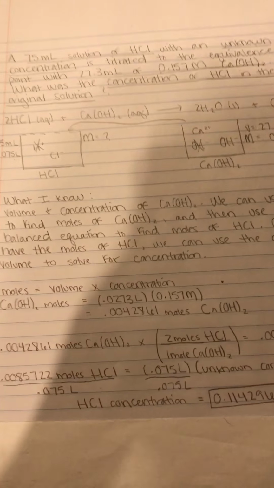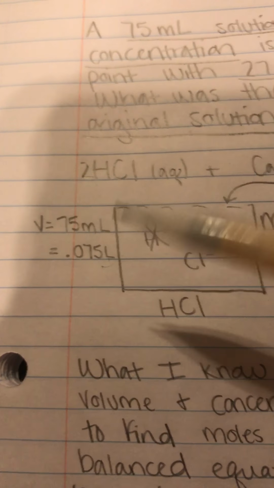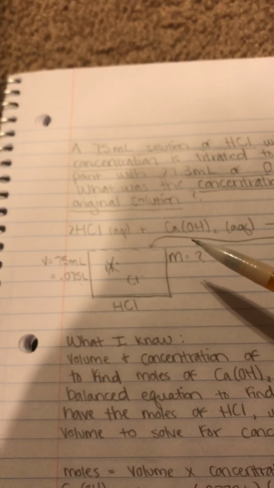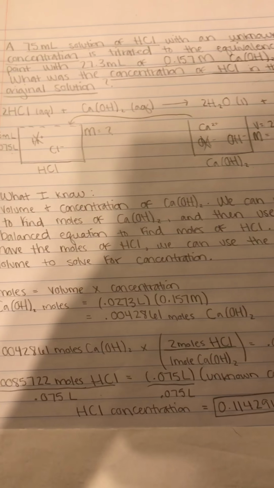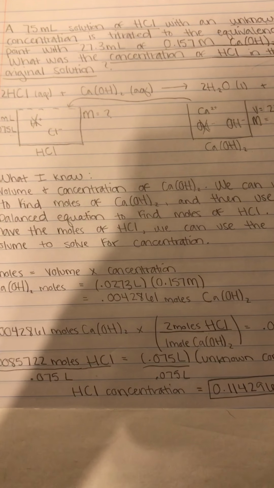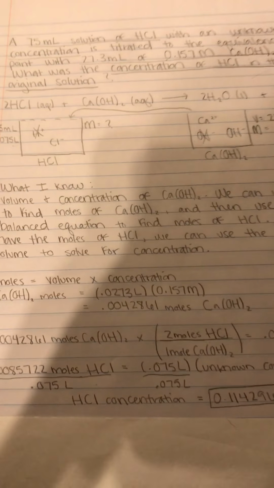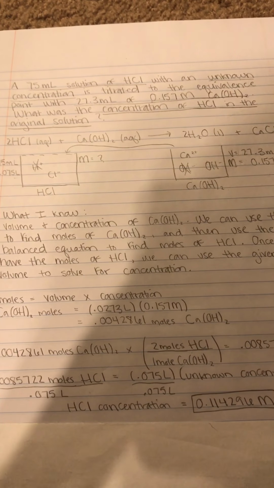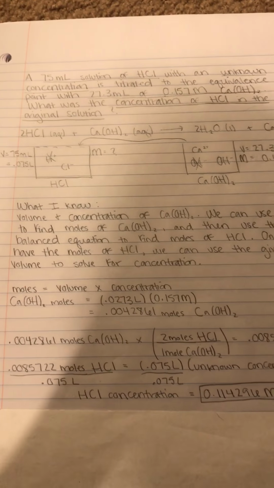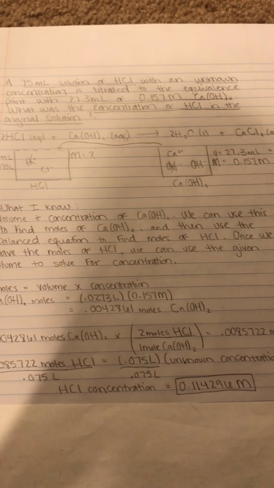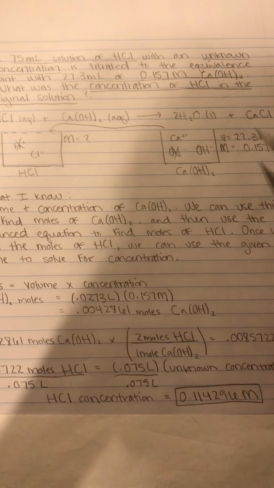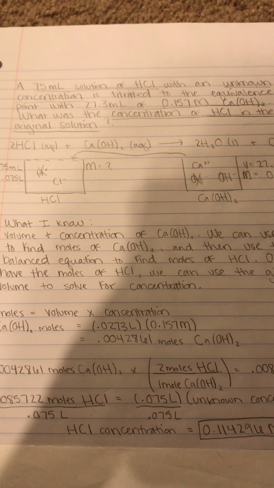Common mistakes in this problem can be not changing the milliliters to liters, getting the balanced equation wrong, trying to use M1V1 equals M2V2. That is a formula for dilution, not titration. And then just forgetting that when we can find moles of one ingredient, we can use stoichiometry to find the moles of another ingredient.